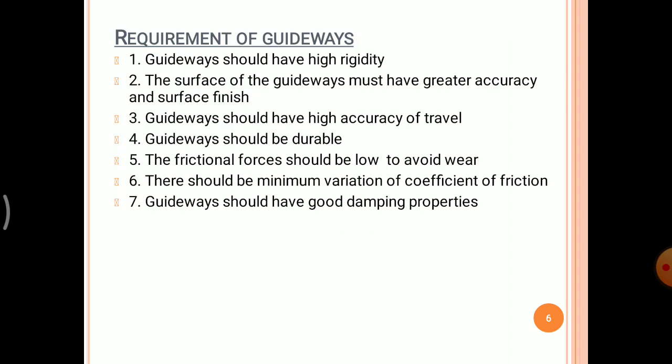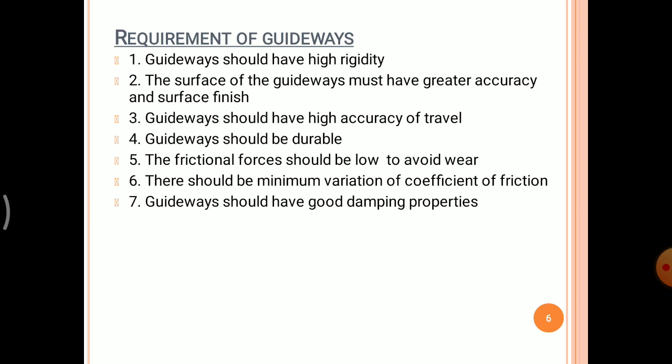Now we will discuss the requirements of the guideways. What are the requirements of the guideways? Number 1, the guideways should have high rigidity. As we have discussed earlier, rigidity is nothing but inability to bend. When we apply load on a rigid material, it will not change its shape and size. That is called rigidity.